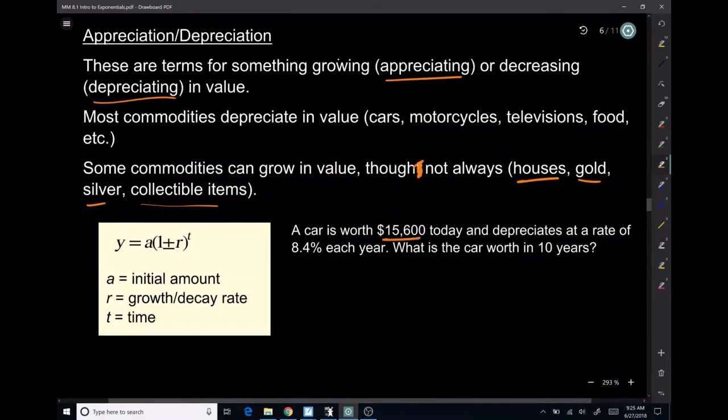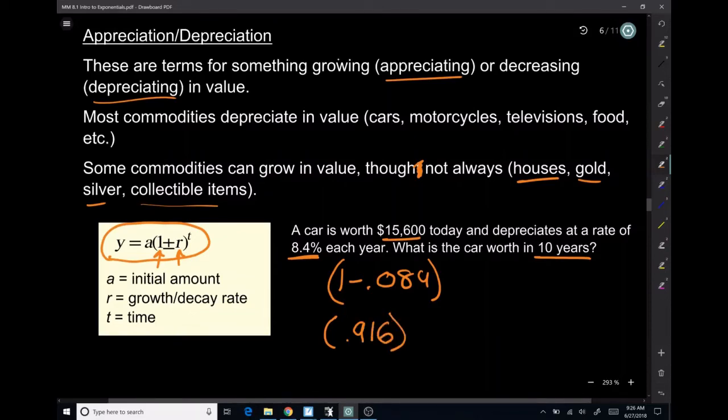Let's say that a car is worth $15,600 today, and depreciates or shrinks at a rate of 8.4% each year. What's the car worth in 10 years? Well, here is the formula we're going to follow for this. But the idea behind it is R is your interest rate, and 1 just stands for 100%. If something is shrinking at 8.4%, what that really means is you're keeping 91.6% of it.